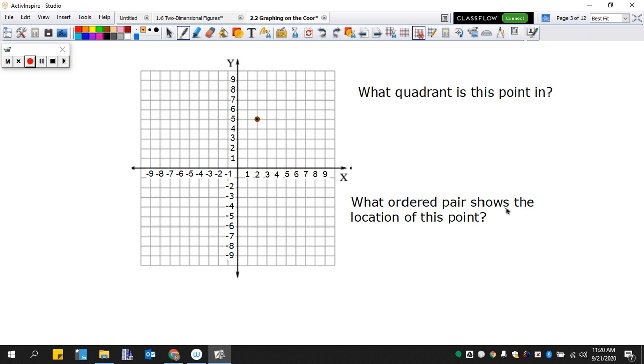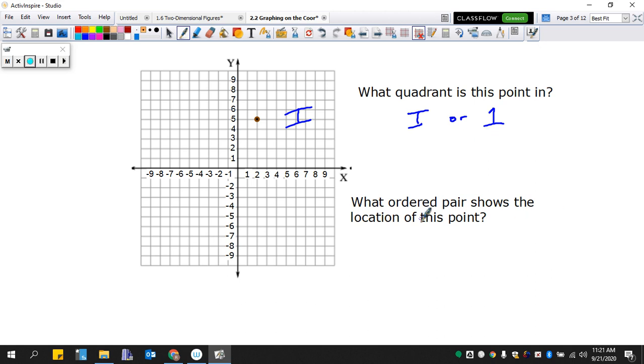So this point right here, the first question says, what quadrant is this point in? Well, it's the top right, which we know is quadrant 1. And in your classwork, if you want to type it as a capital I, you can, or you can just use the number 1. Write it as quadrant 1, or however you want to identify it, as long as you somehow identify that it is quadrant 1. Technically, you should probably use a capital I.